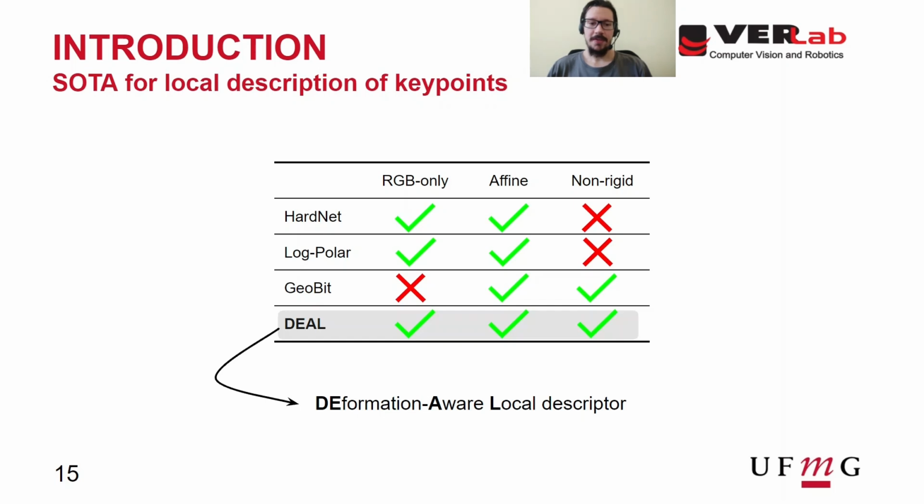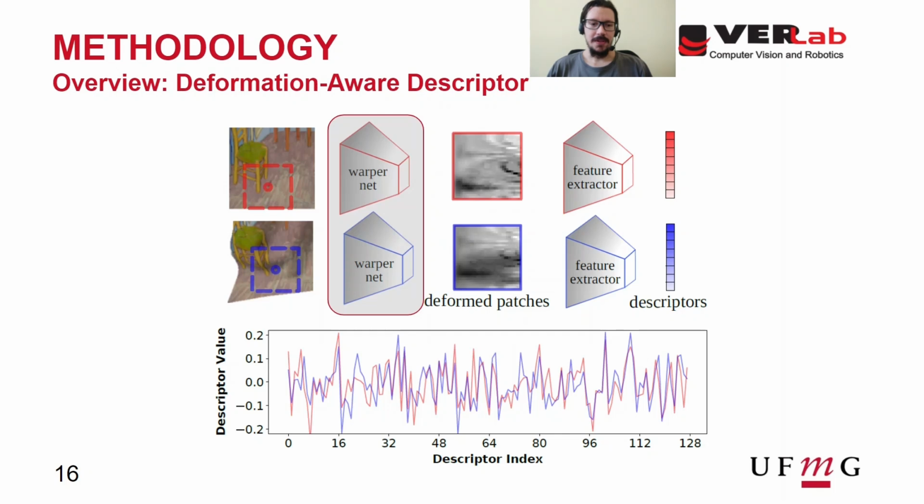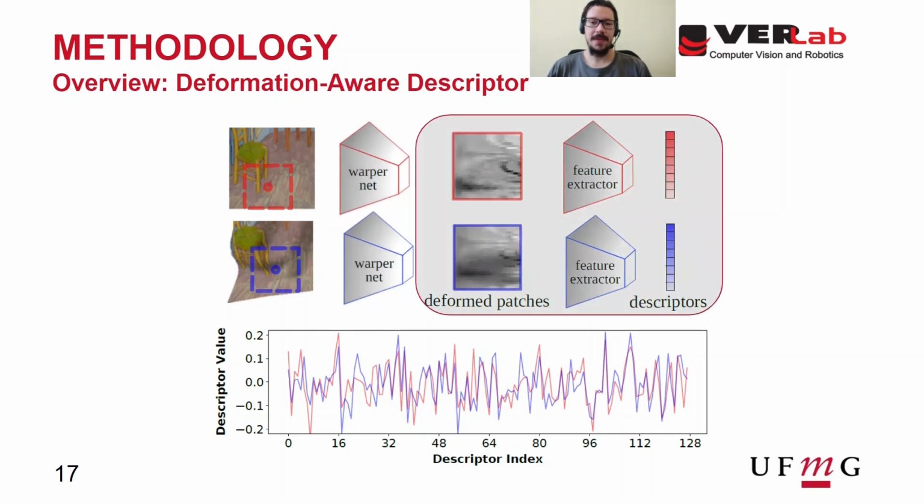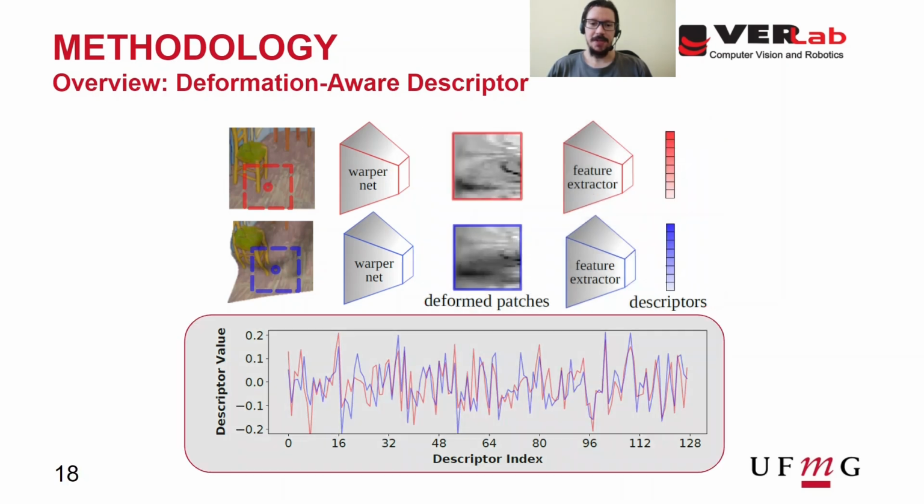In contrast, our deformation-aware local descriptor, which we name DEAL, only relies on RGB images and can deal with both affine and non-rigid deformations efficiently, as we demonstrated in our experiments. Our network learns how to deform the input image patch during training with a carefully designed spatial transformer. At inference time, our network applies the learned deformations to the local patches before extracting the features, aiming to maximize the similarity of corresponding descriptors.